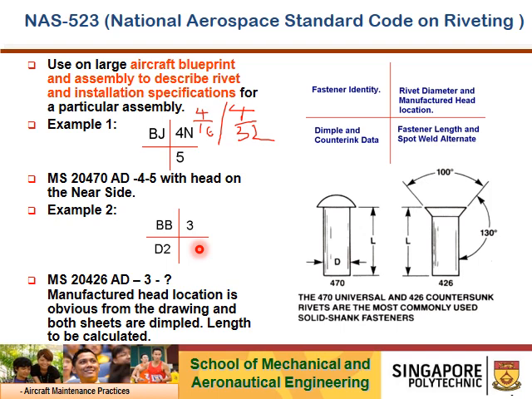That means you have to get a grip gauge. A grip gauge is a measuring tool where you will measure and it will tell you what is the length of the fastener needed. All right, so in this case, this example 1, it shows you 4 and 5. 4 is the diameter. How about 5?